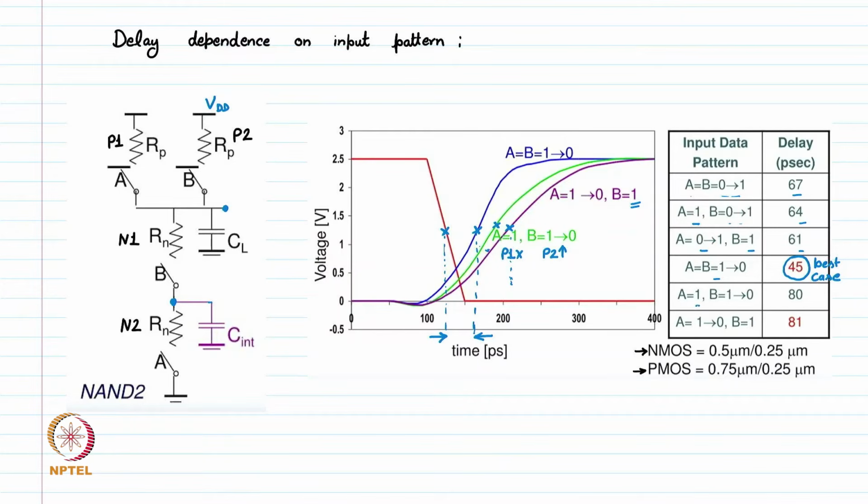In the other case, A is stable at 1, B is transitioning from 1 to 0, then we have 80 picosecond, and in the other case where A is transitioning from 1 to 0 and B is stable at 1, then we have 81 picosecond. This is the maximum delay and this we can call the worst case delay.